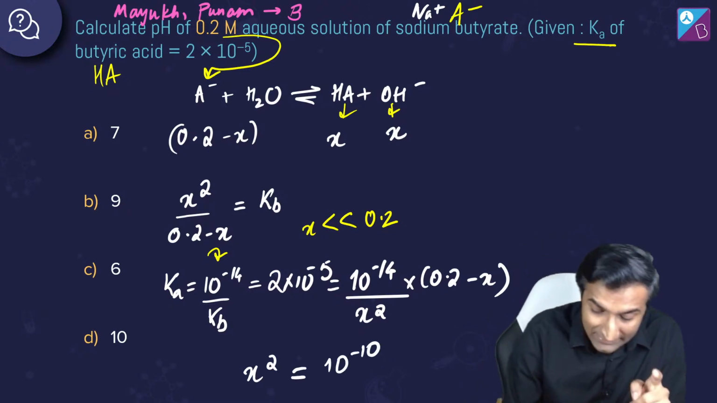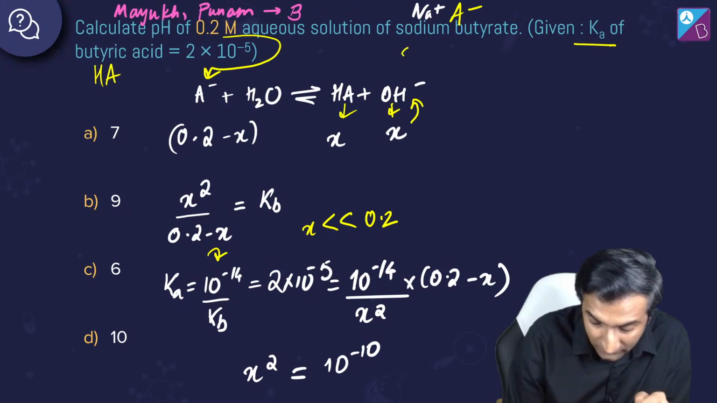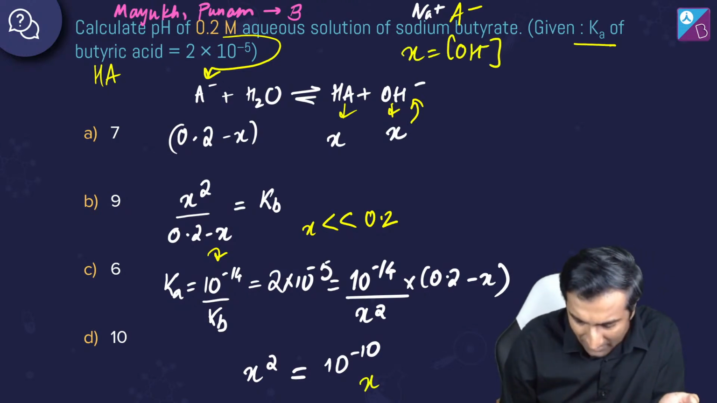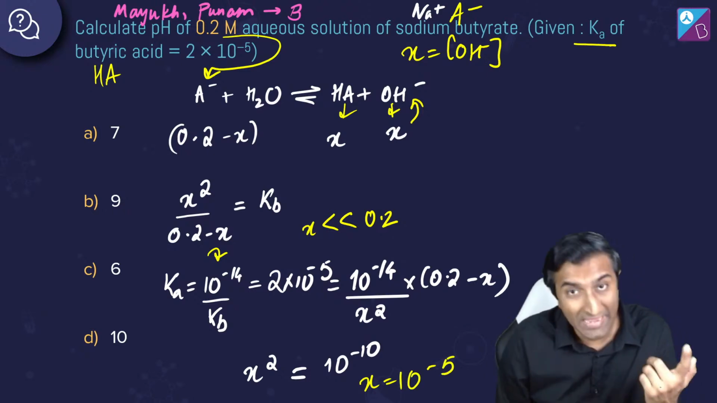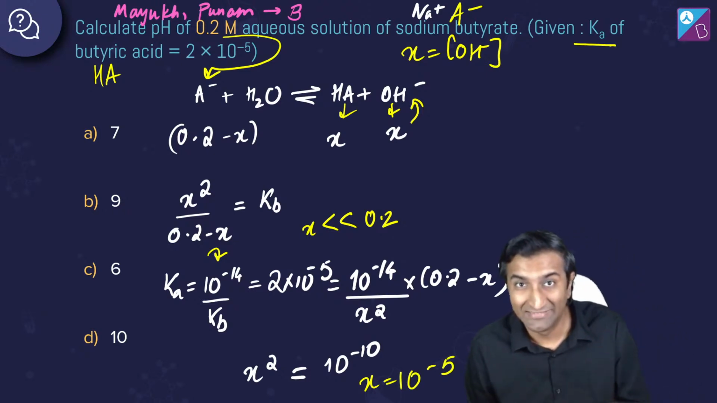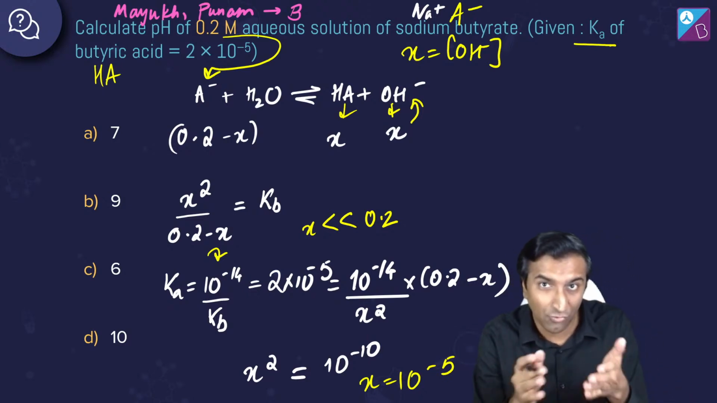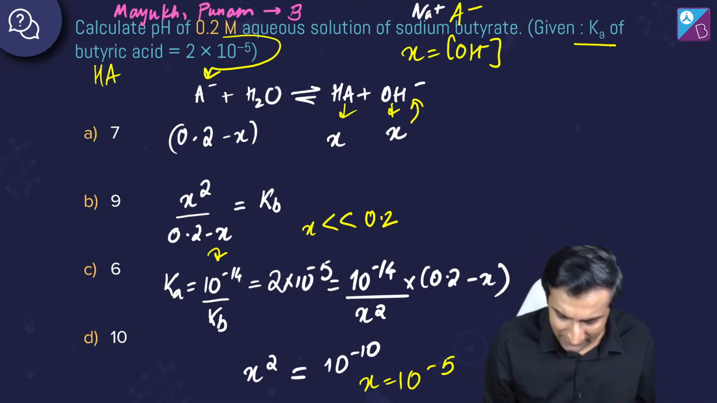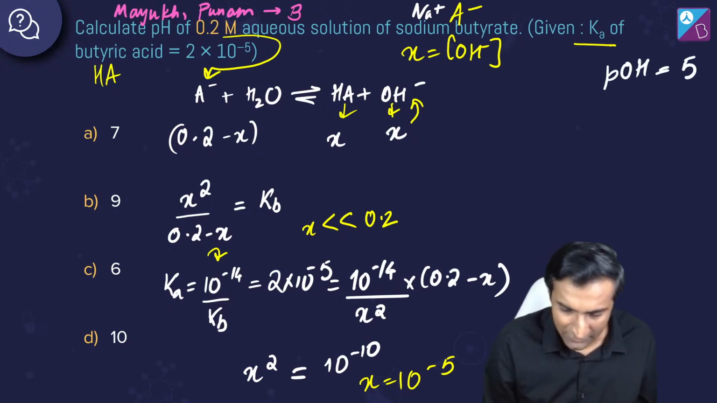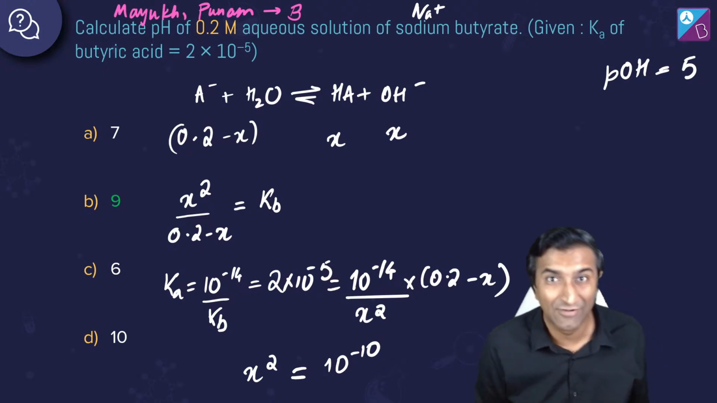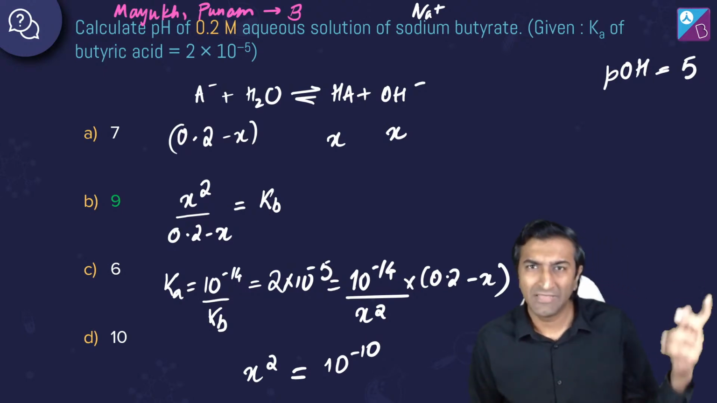Now remember, x is the concentration of OH minus ions. So you get x to be 10 power minus 5, but pH नहीं जिससे निकलेगा, जिससे pOH निकलेगा. Okay, so you get pOH to be 5 and pH will be 14 minus 5, which is 9. And that's the answer. Yeah, pOH is 5, so pH must be 9, which is B. Good job, Mayuk and Poonam. Excellent work.